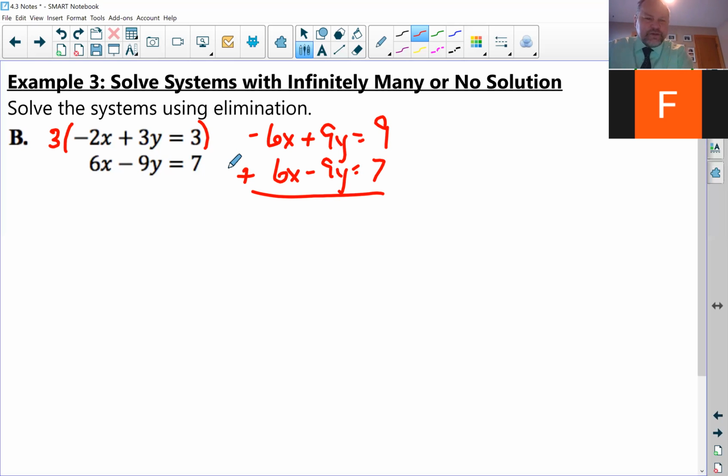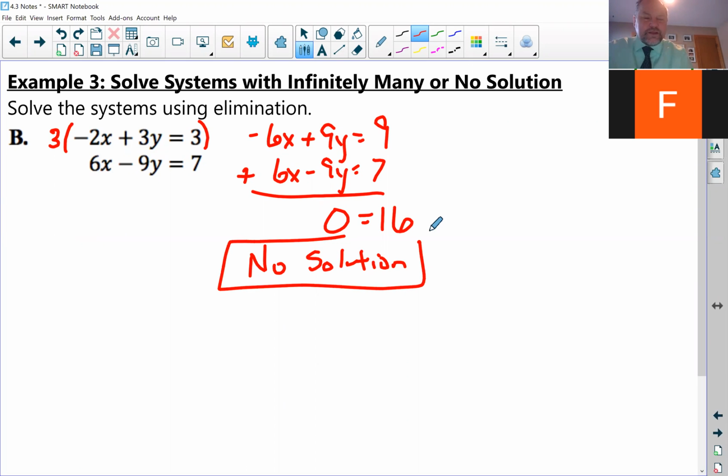Add those together. -6x plus 6x, 0. 9y plus -9y is also 0. 9 plus 7 is 16. Here we have something that's not true, so our system has no solution. And again, with elimination, it will always be 0 equals something that's not 0 in order to get no solution for an answer.